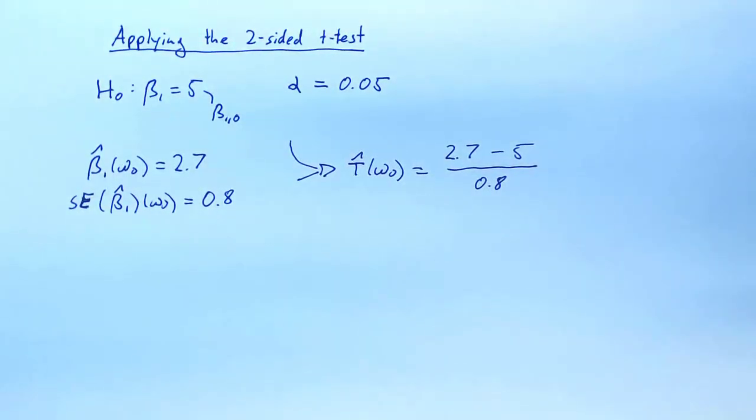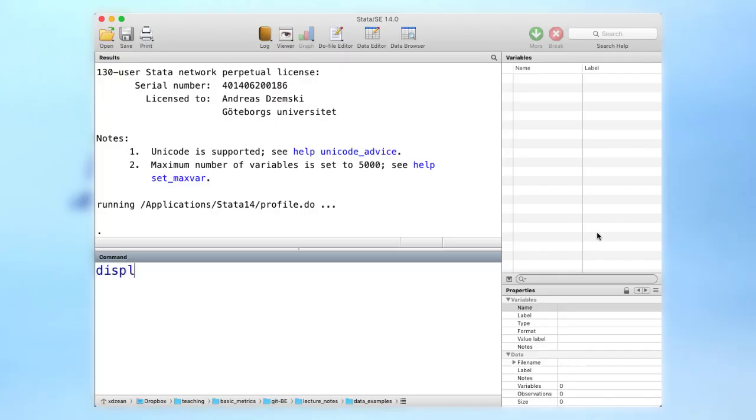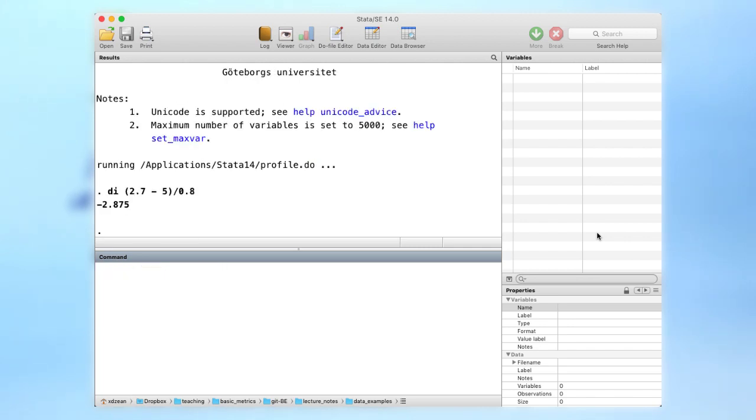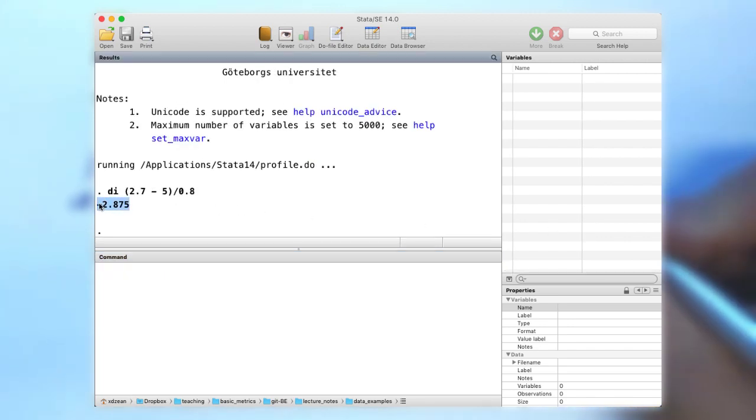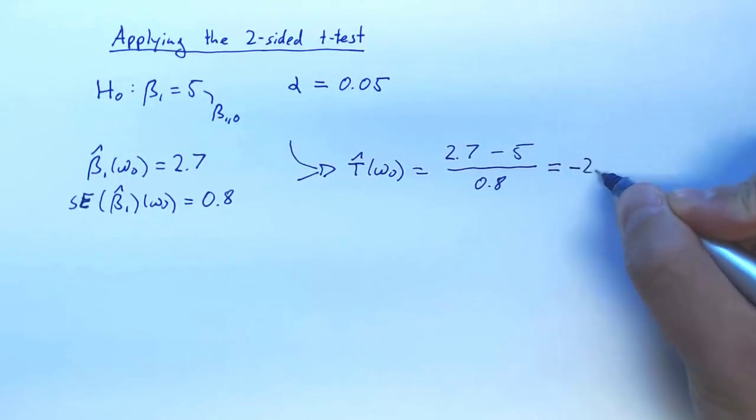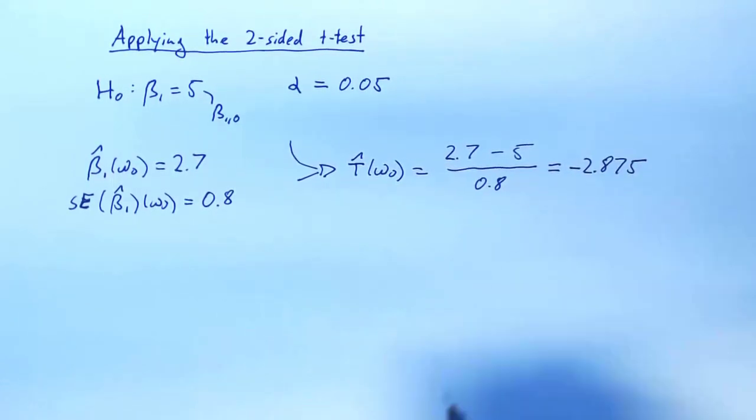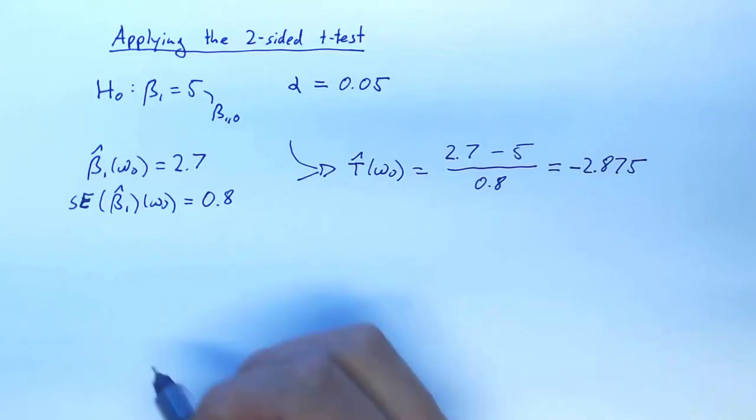To compute this, we can use the calculator function in Stata. To enter the calculator function, we type display, or if we are lazy, and by now we're real Stata experts, we can just type di. So we type di and then we put in the expression that we want to compute, and we get minus 2.875.